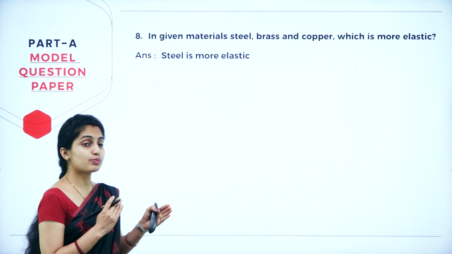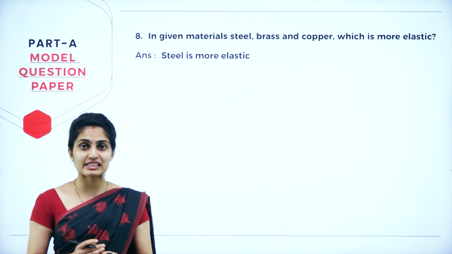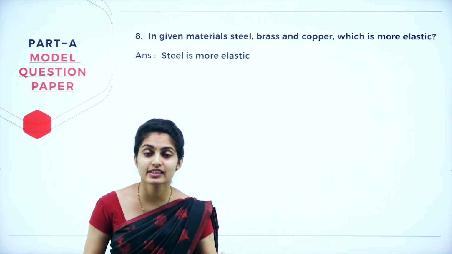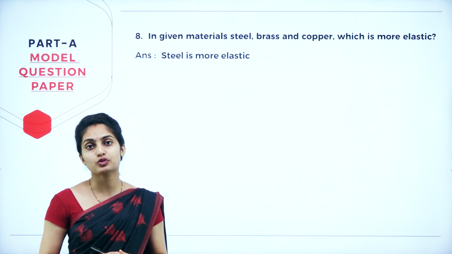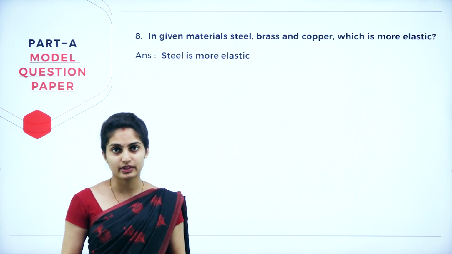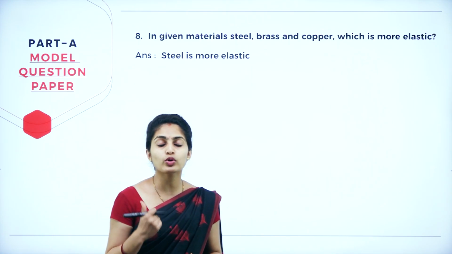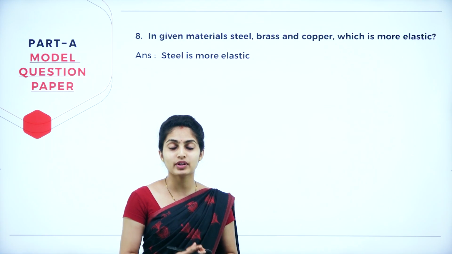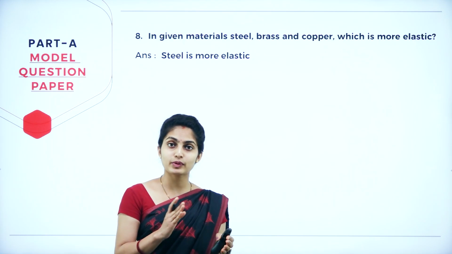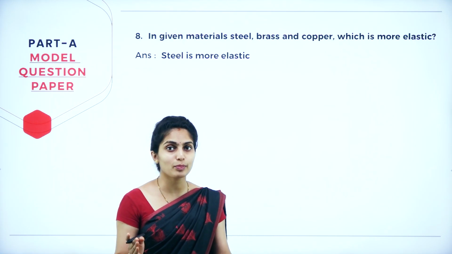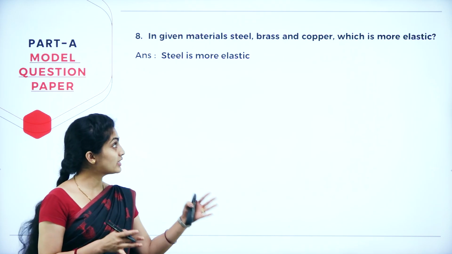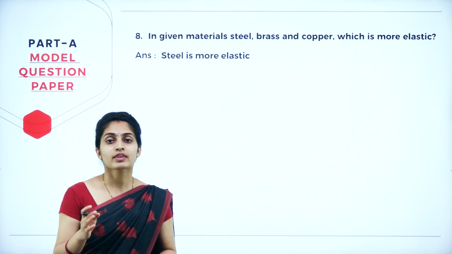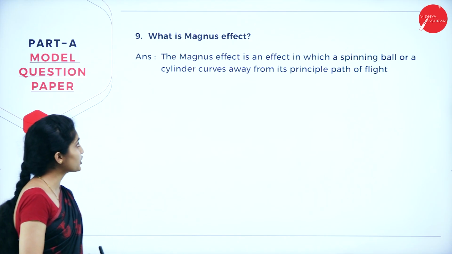If they give you just brass and copper, which is more elastic, it will be brass, and the least elasticity is produced by a material, that is copper. Clear? So steel is more elastic than brass and copper, and if it is brass and copper, brass will be more elastic than copper, and the least out of these 3 will be copper. Okay, so now let us move to the next question.